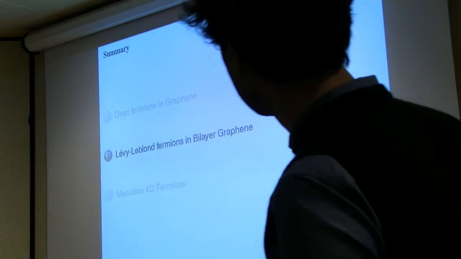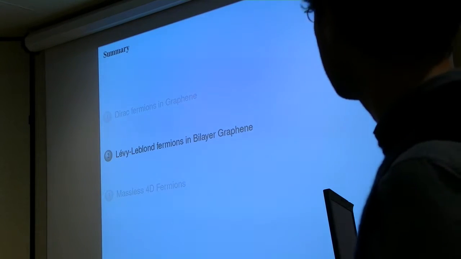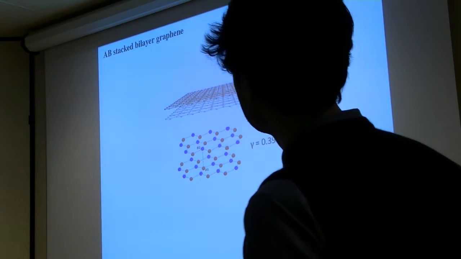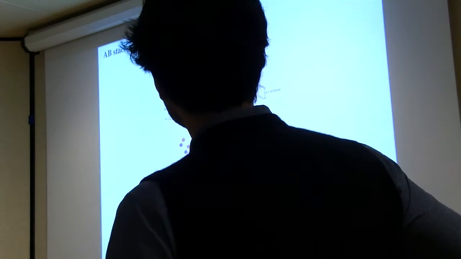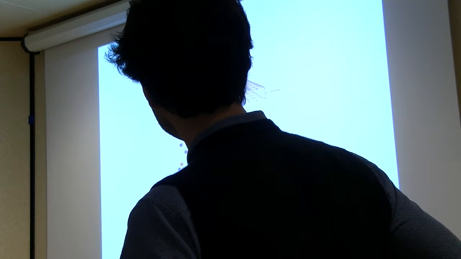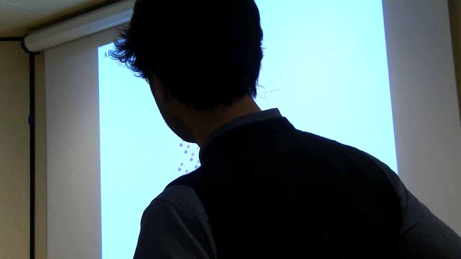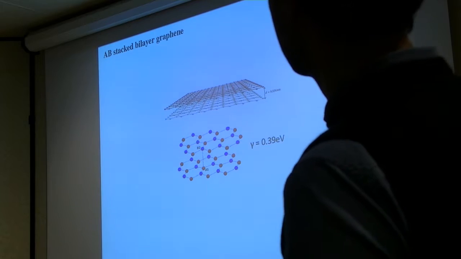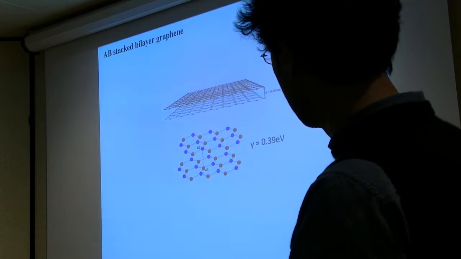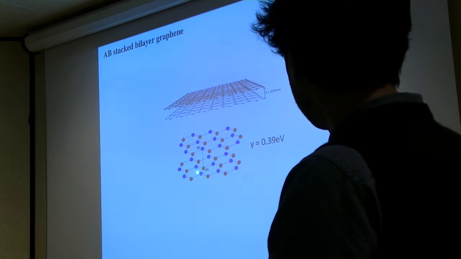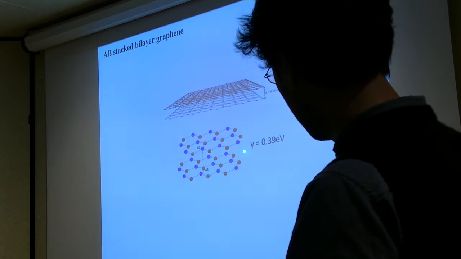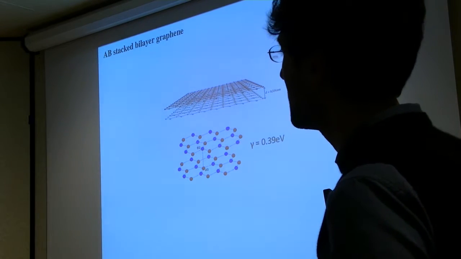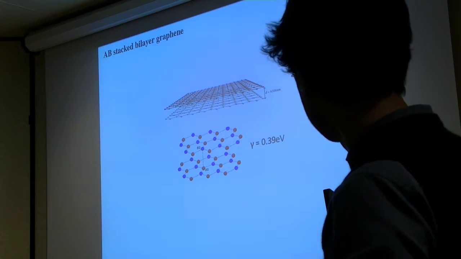Now, for the situation in bilayer graphene, what one is going to get is not Dirac fermions, but so-called Lévy-Leblond fermions. So let me show you. This is AB stack bilayer graphene. So there are two layers, and on top of every A atom of the bottom layer, there is a B atom on the top layer. And there is a hopping between the two layers. The parameter we call gamma is of the order of 0.4 electron volts, about 15% of the intralayer coupling.